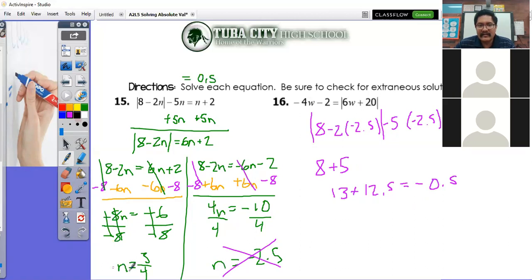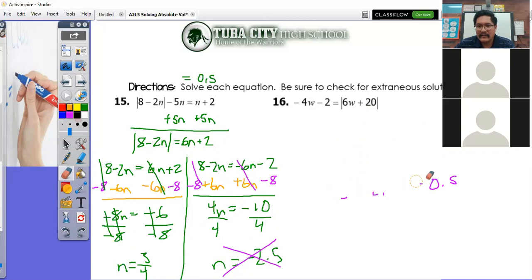And again, if you use a calculator and put in 0.75, that is going to work as a solution. So in this case, we only have one solution. All right, I guess so.